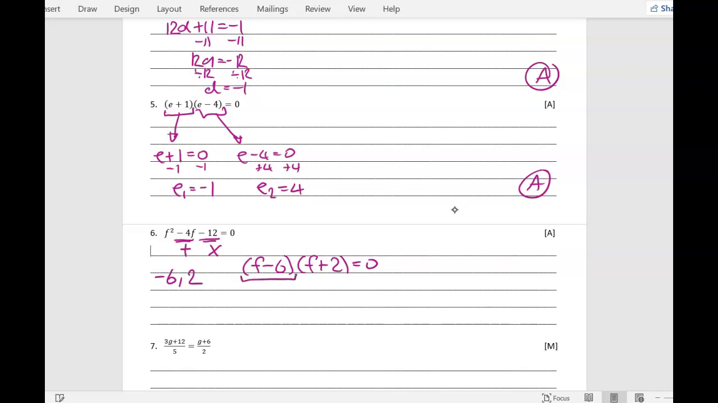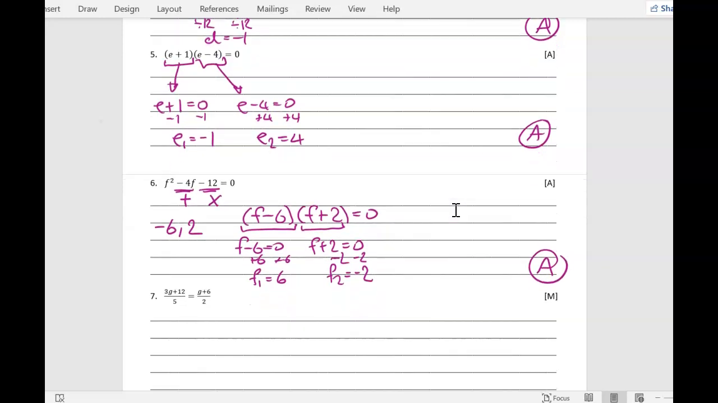My first bracket will reveal the first answer. So if f minus 6 is equal to 0, we're going to go plus 6, plus 6, which means f1 equals +6. We then do the same with our second half. If f plus 2 equals 0, that's minus 2, minus 2. So our second answer, f2, is equal to negative 2. If you got both answers, you got achieved. So well done on that one.